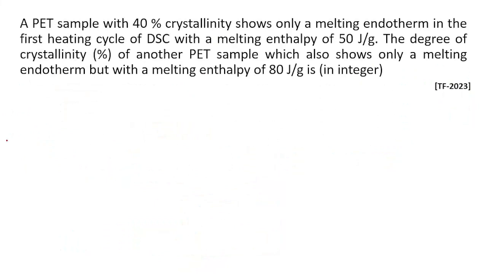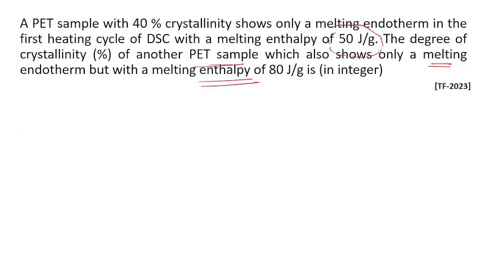Now coming to the next question, it says that a PET sample with 40% crystallinity shows a melting endotherm in the first heating cycle of DSC with a melting enthalpy of 50 joule per gram. The degree of crystallinity of another PET sample in percentage, which also shows a melting endotherm with a melting enthalpy of 80 joule per gram. So how will we do this question?